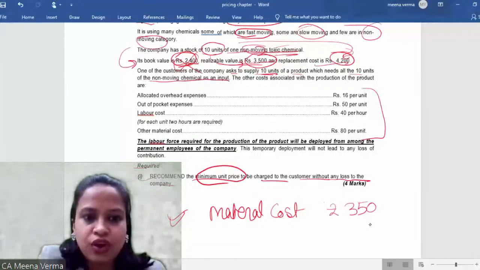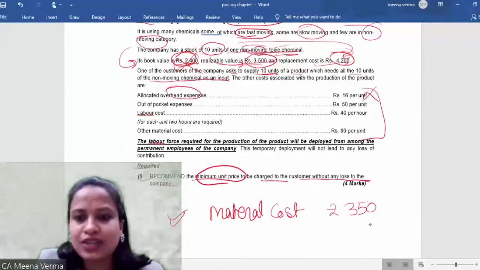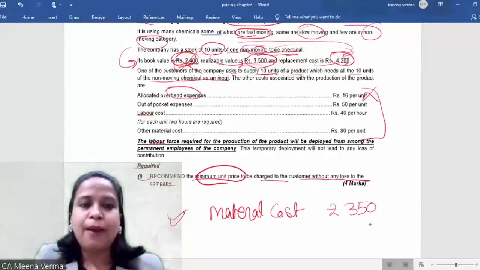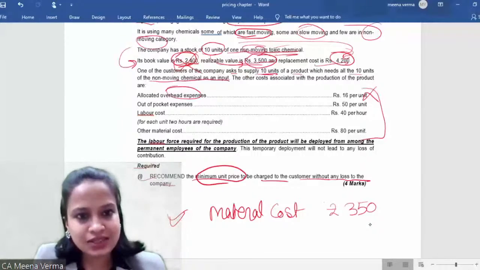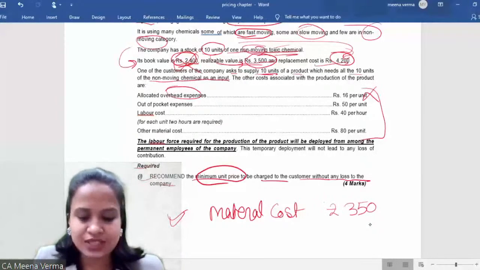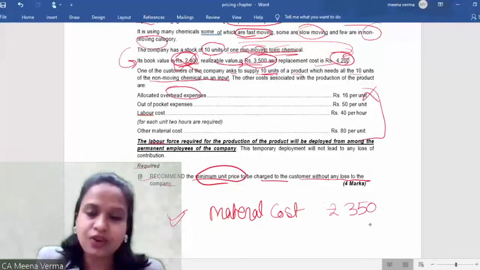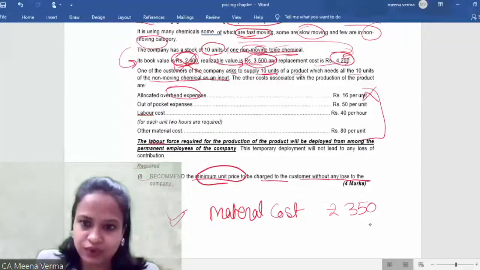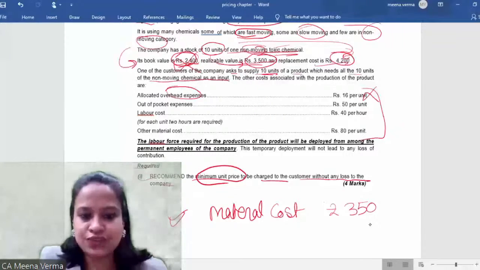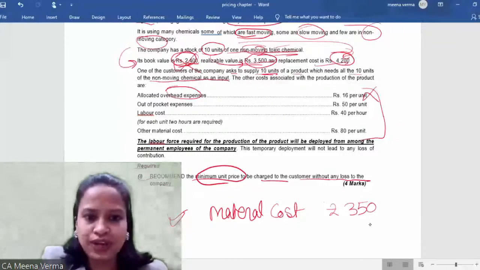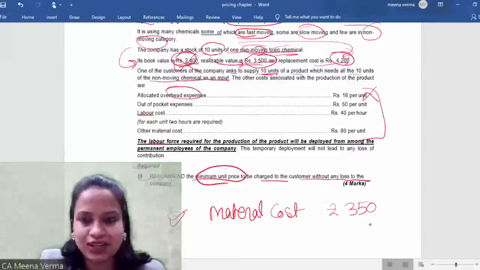Then overhead expenses, you will not consider overhead expenses. Why? Because it is an irrelevant cost. Whether you take the proposal, meaning whether you sell the product to the customer or not, you have to incur the overhead cost. So this is not relevant for taking the decision. That is why you will not consider the overhead expense. Out of pocket expense, yes, you will consider this rupees 50.